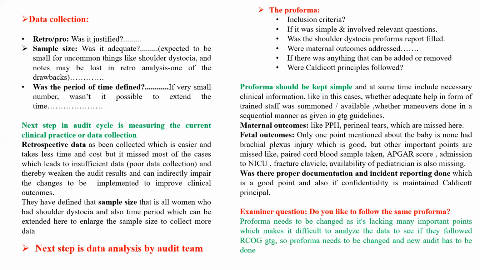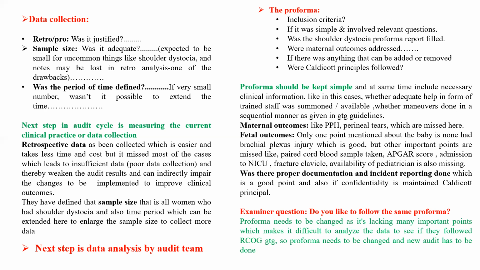So how can you phrase it? You can say here, the pro forma should be kept simple and at the same time include the necessary clinical information. Like in this case, whether adequate help in the form of trained staff was summoned or available, and whether maneuvers were done in a sequential manner as given in the Green Top guideline. It should also involve the maternal outcomes like postpartum hemorrhage and perineal tears, which are missed in this audit.